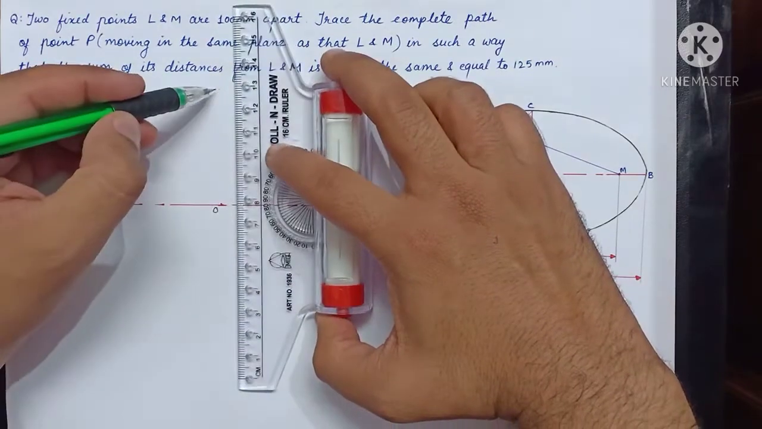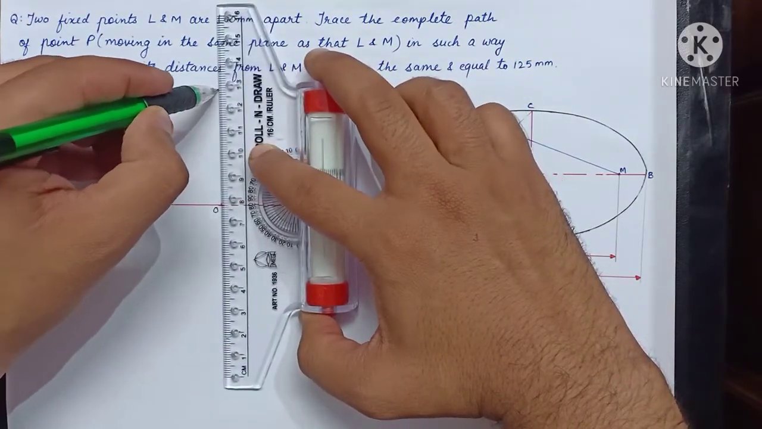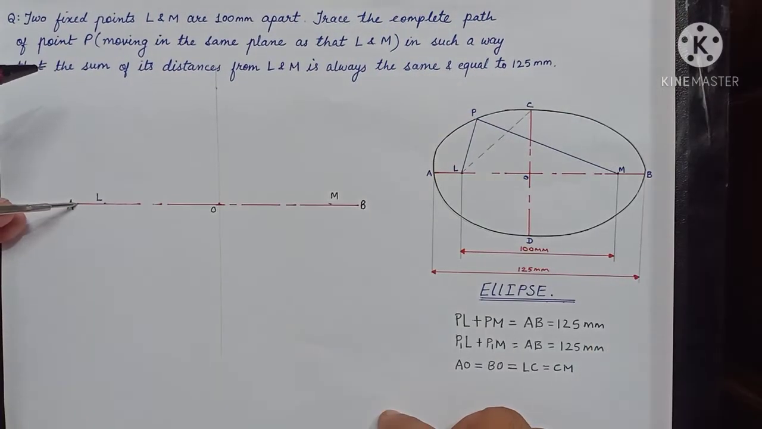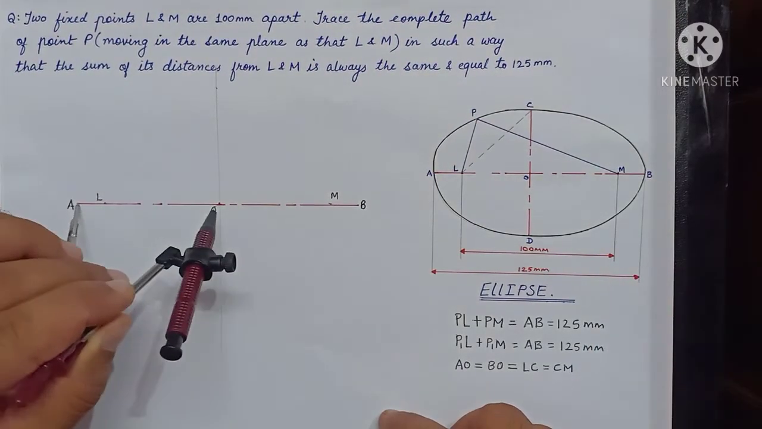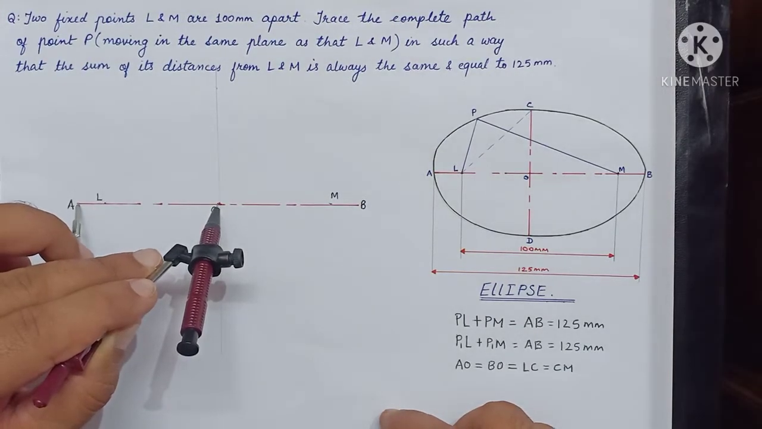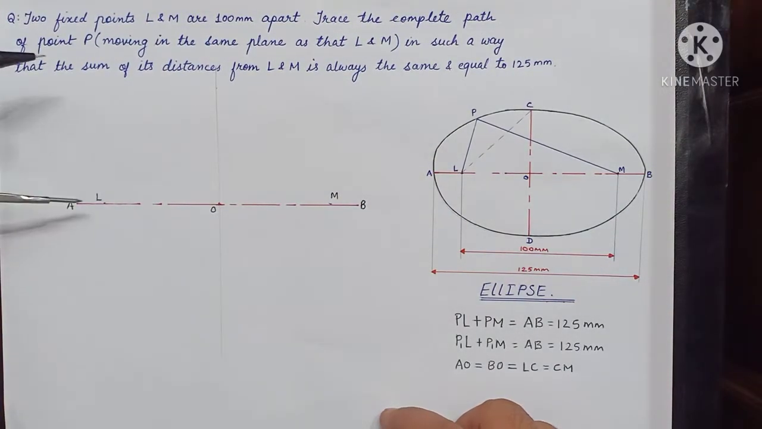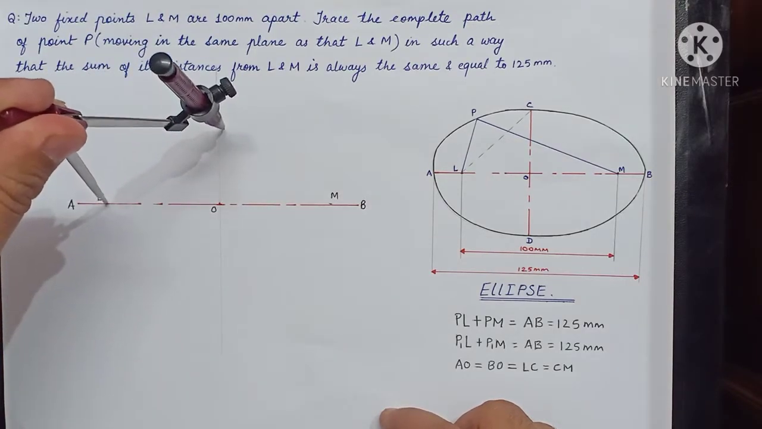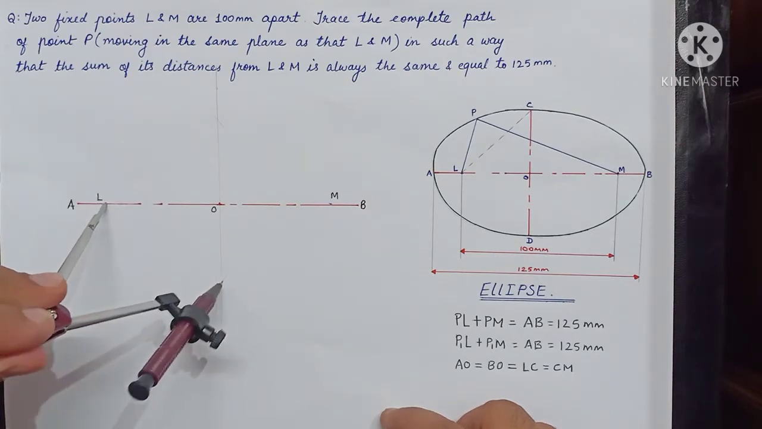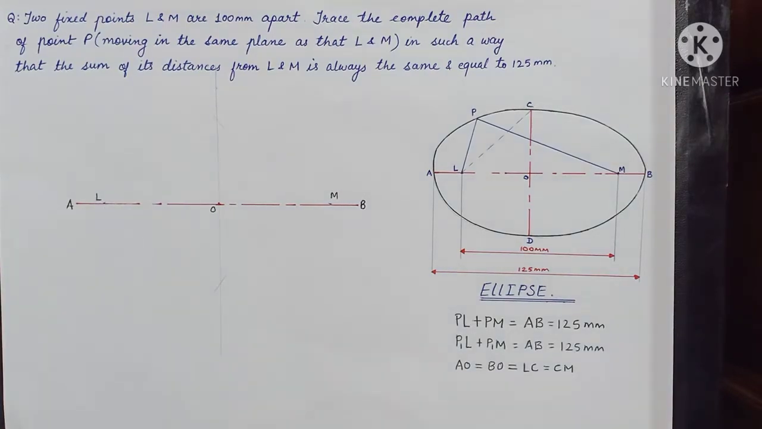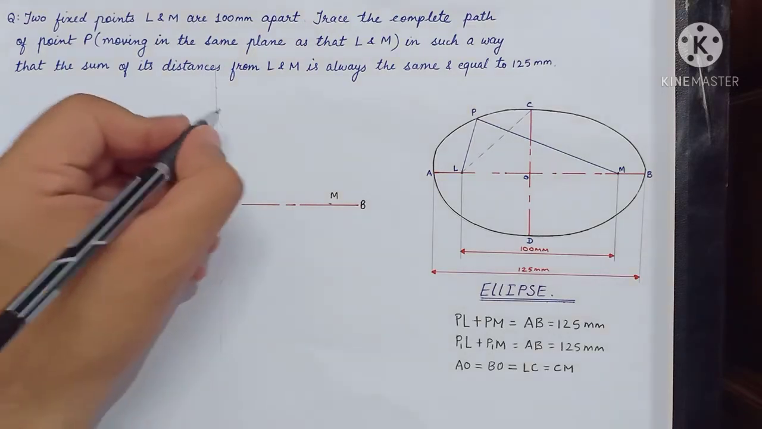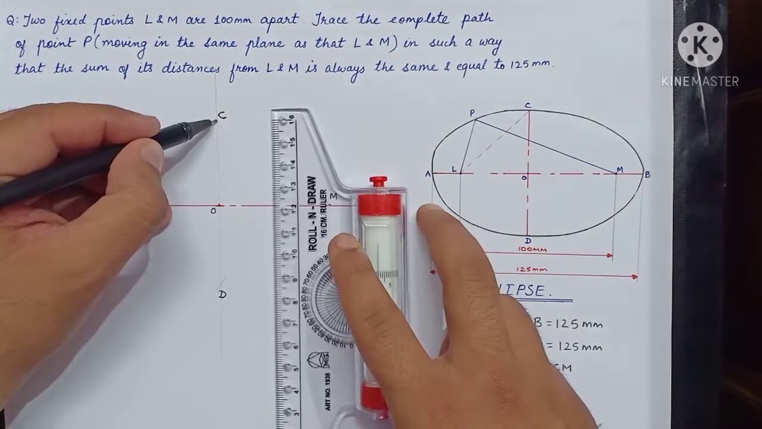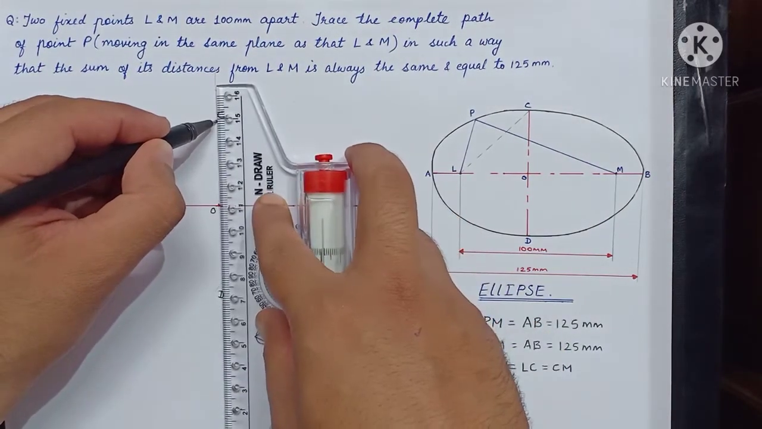We don't know the measure, so we will just draw a perpendicular line, then measure a distance from A to O, that is half of major axis. Place it on a focus point L or M and cut an arc on the vertical axis. This distance will give you minor axis. We can mark it as point C and D. Then join point C and D to get minor axis.